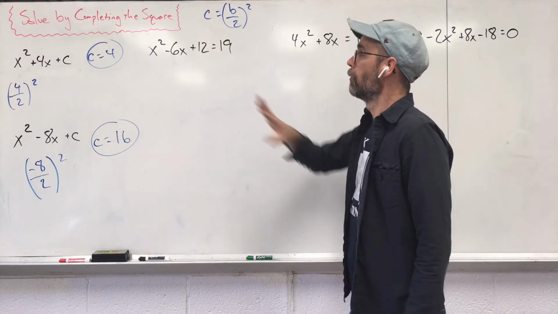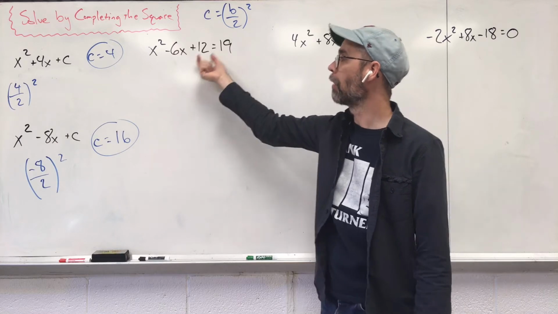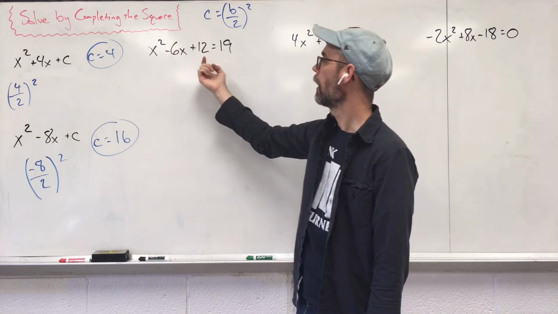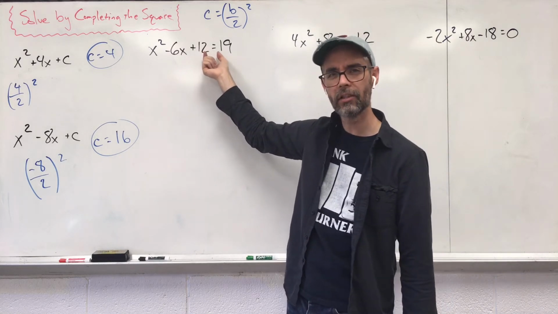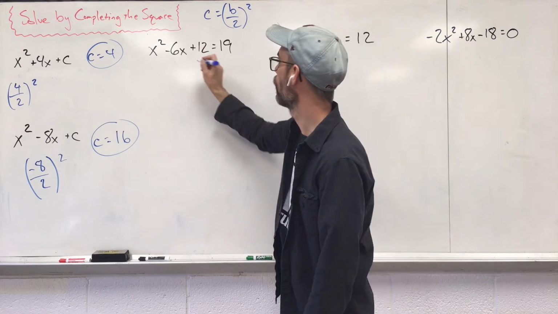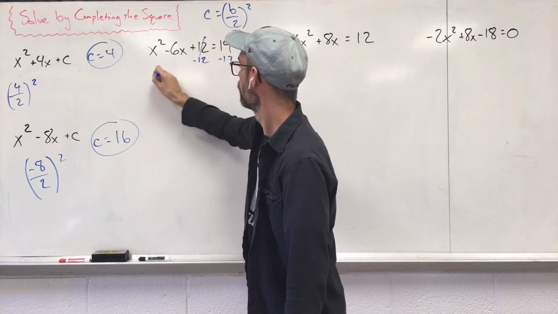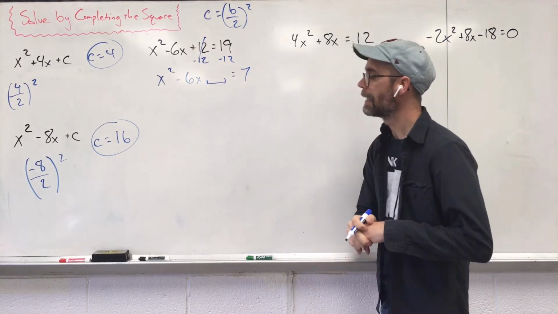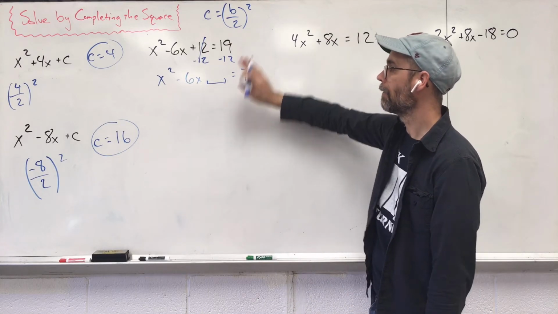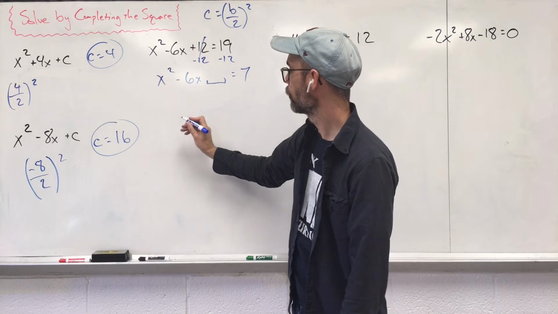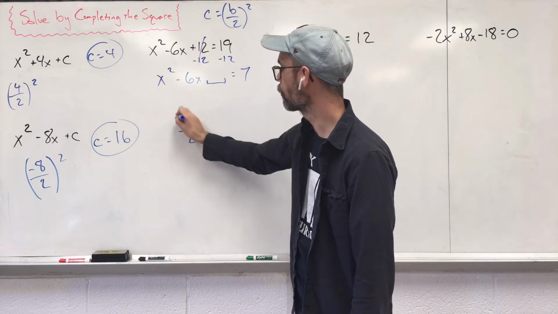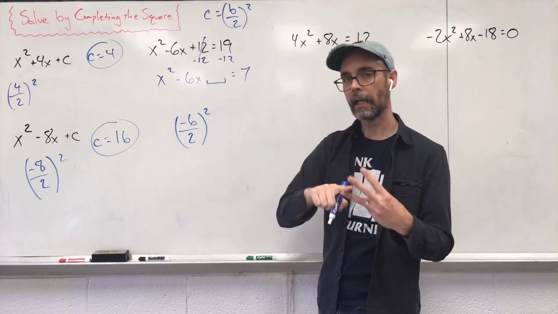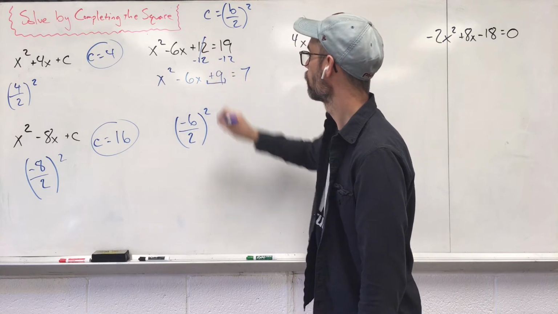Before I can do anything here, I need a blank space for C. I don't care what's on the right side after the equal sign, but I do need a blank, just a C value there, no number. So let's move that 12. x squared minus 6x, I'm going to leave a blank space, equals 7. Now I'm going to use our formula and figure out what that C value is. In this case, it's -6 over 2 squared. -6 divided by 2 gives us -3, and -3 times -3 is positive 9.